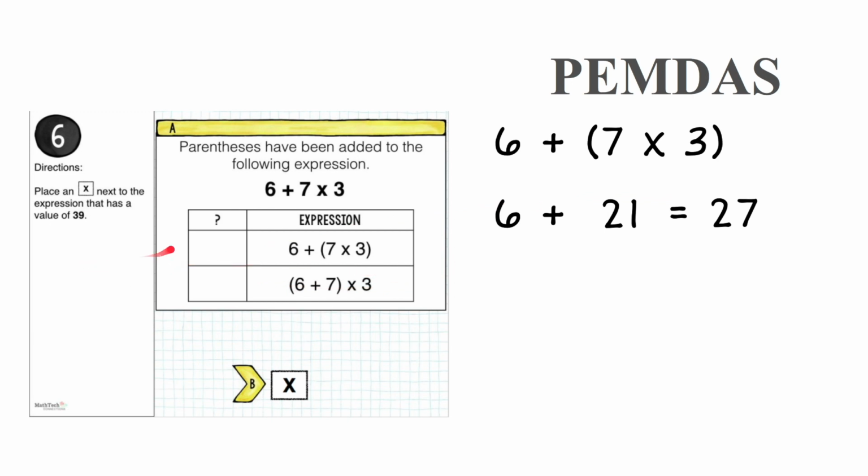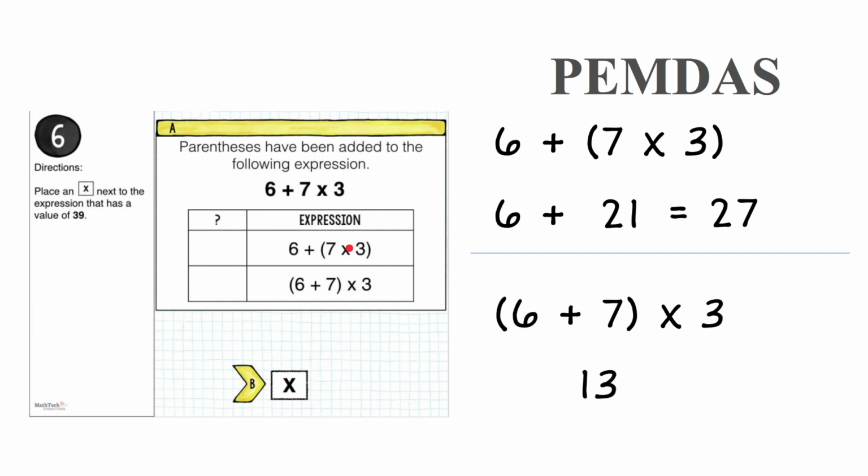So because of process of elimination, we know that's not going to be the answer. So we do it. 6 plus 7 now is 13. Bring down times 3, and we get 39, and we put our X there. So the expression that yields 39 is this one right here.